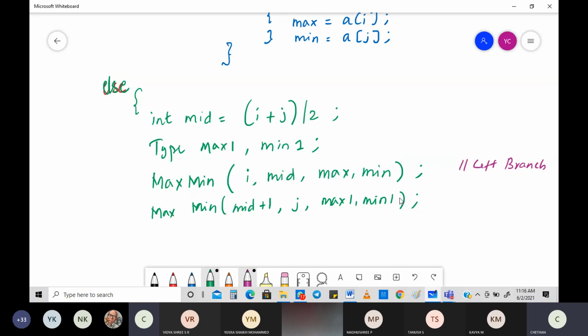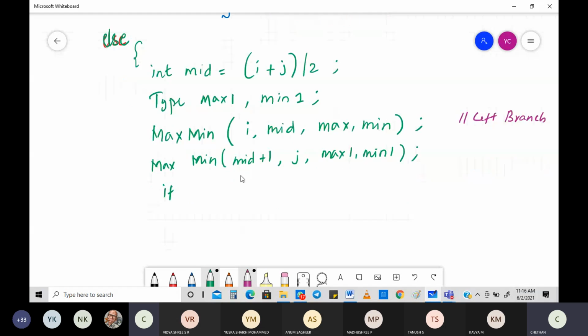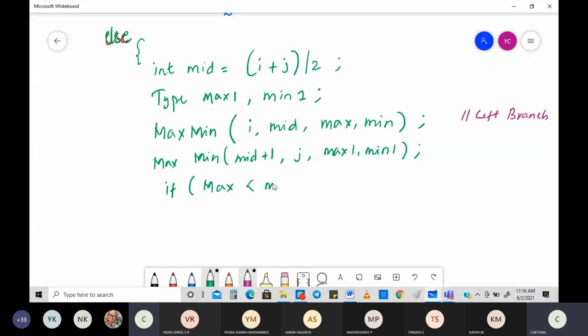Then what's the next thing? The next thing is I need to compare. That comparison aspect of it is all done here very clearly. If max and max 1, you're going to compare which one and which one? The left and the right part. I told you very clearly when we did the tracing, you would have seen it. We are going to compare the two maximums, left hand side and right hand side, and whichever is greater, we are going to assign it as max, the maximum element, or minimum element.